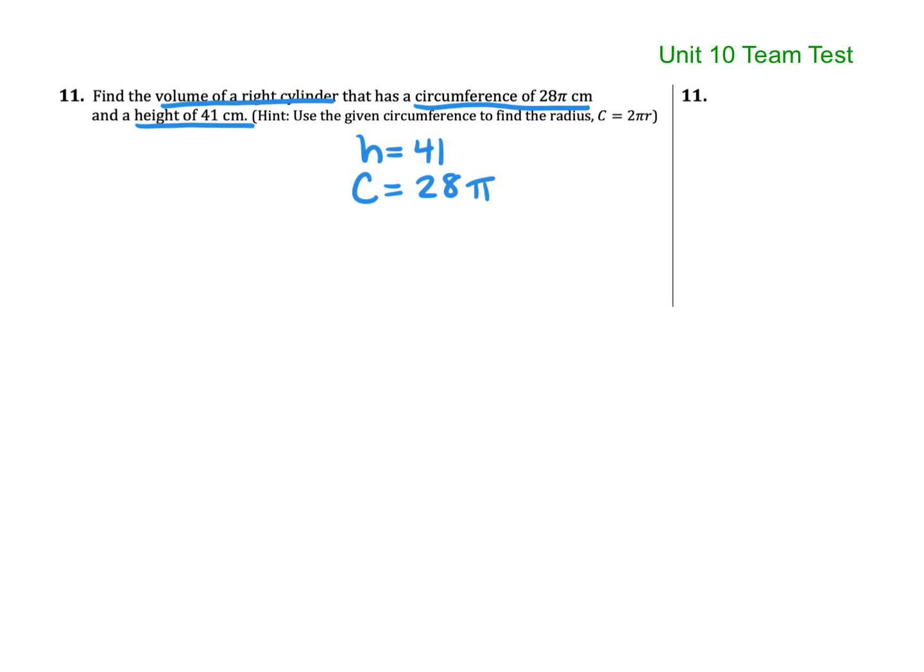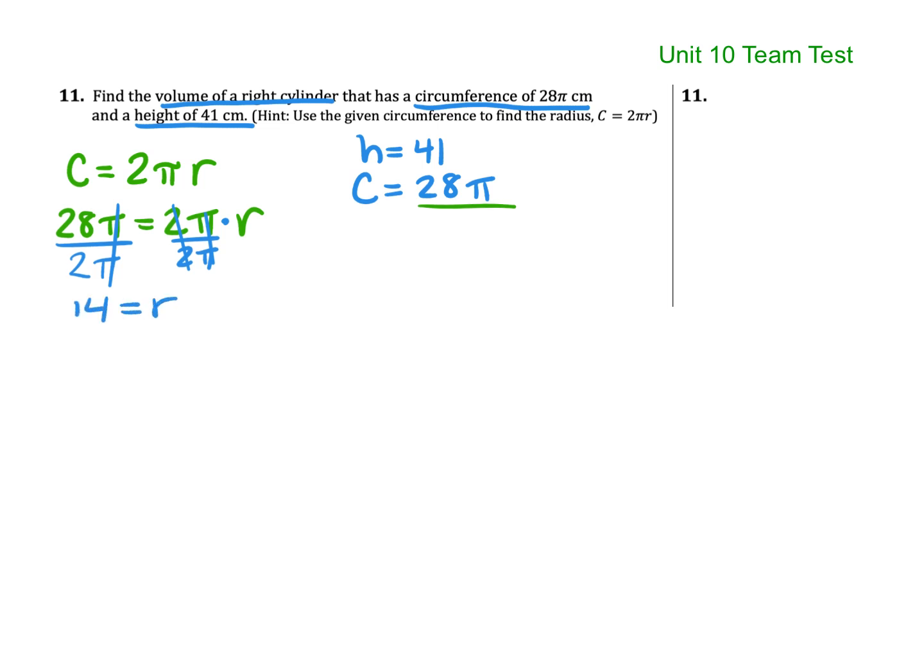So I'm going to write down my circumference formula. The circumference of a circle is 2 pi times its radius. And if we sub in the 28 pi here, 28 pi equals 2 pi times the radius. Now we can undo this times by 2 pi by dividing each side by 2 pi. And since there's a pi on both sides, the pi's cancel out, and we really just have 28 divided by 2, which is 14.